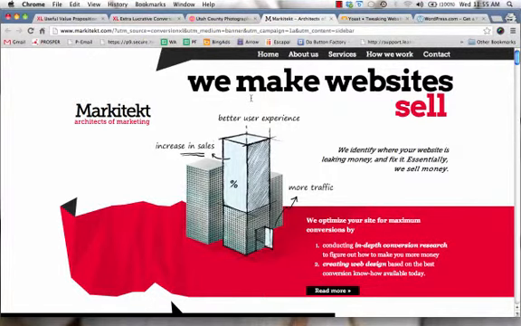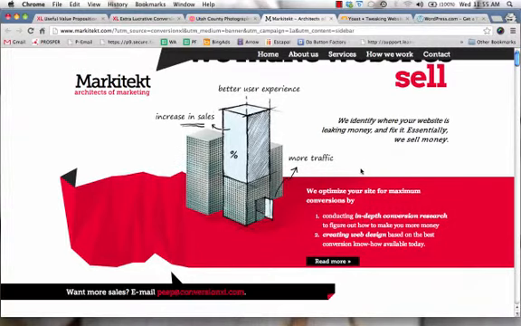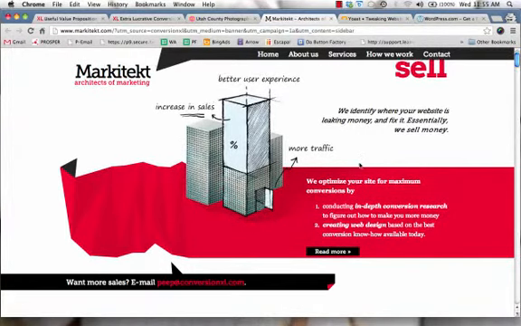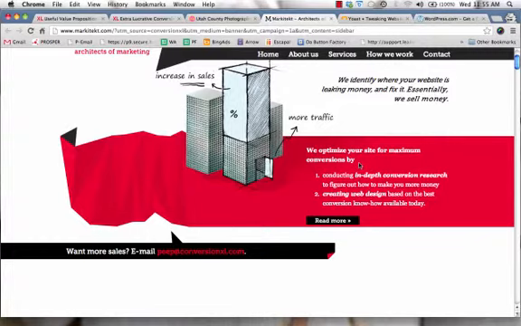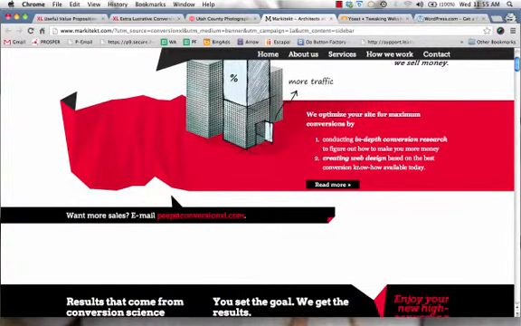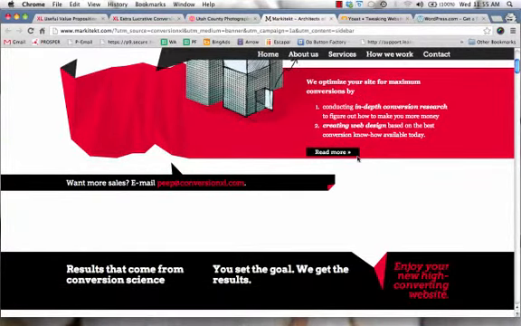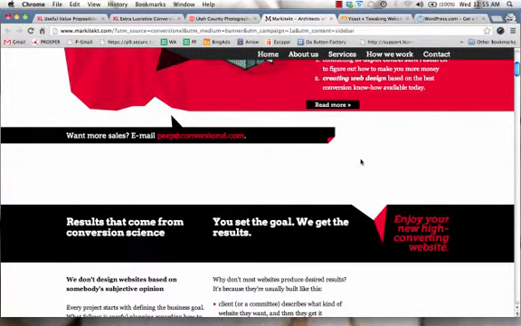Okay, the very first thing they present is they make websites that sell. They identify where your website is leaking money and they fix it. Essentially, we sell money. As you start to scroll through their site, there's a conversation that takes place in your mind, and you're thinking, well, just exactly how do you do that? And how much does it cost? And there's all these questions that you may be asking.